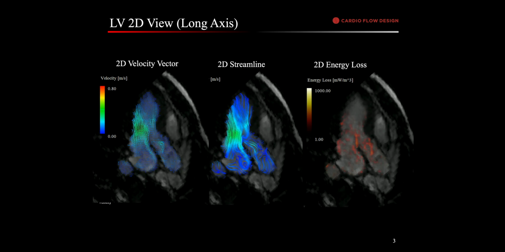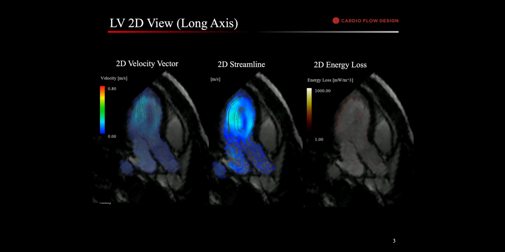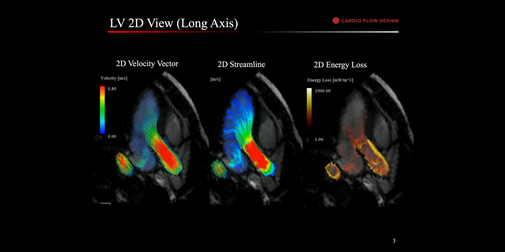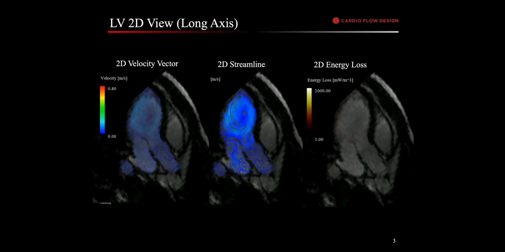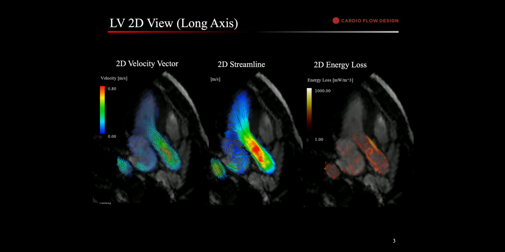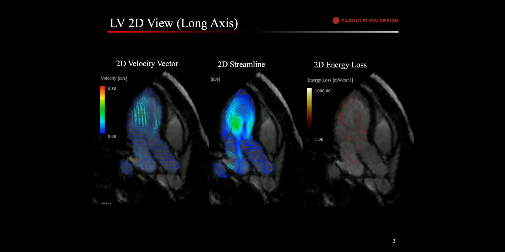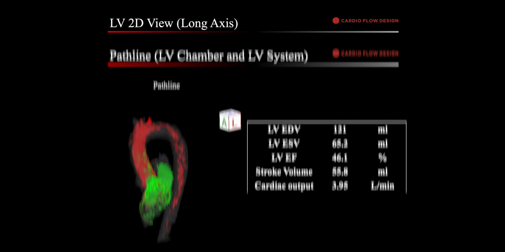Next, we examine a 2D long axis view or a 3-chamber view of the left ventricle. These 2D streamline and velocity vectors offer a detailed look at the intraventricular flow and vortex formations and help pinpoint regions of abnormal flow or potential obstructions within the heart chamber.